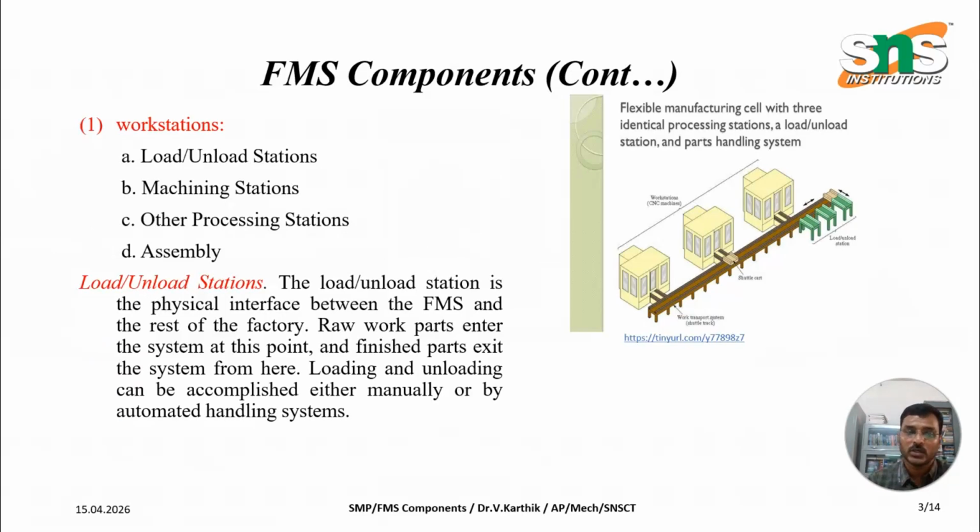The first one is the workstations, as I told: the load and unload stations, machine stations, other processing stations, and then assembly. Here, this is called the loading station, and then the unloading station. This is the machines area, CNC machines or some machining operations areas, and work transportation and assembly areas. The load and unload stations are the physical interface between the FMS and the rest of the factory, where raw materials enter the system at this point and finished parts exit the system from here. Loading and unloading can be accomplished either manually or by the automated handling system.